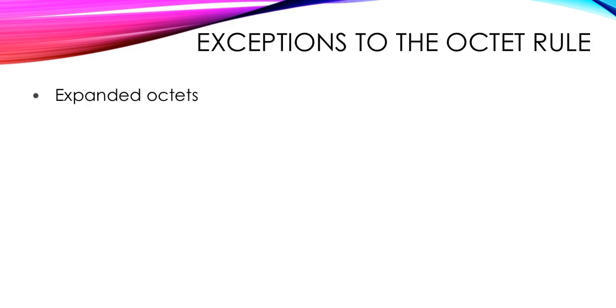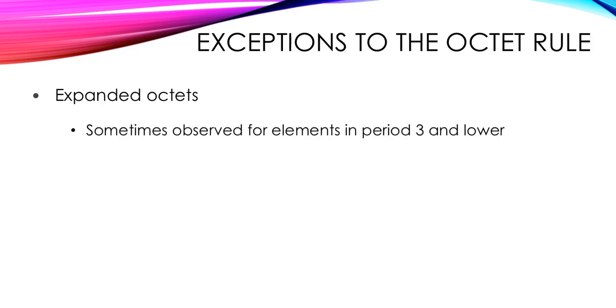Another common exception to the octet rule involves expanded octets, where we have more than 8 electrons around the central atom. We see this a lot with sulfur, and we see this a lot for phosphorus. Elements in period 3 and lower do get involved in expanded octets, and they are certainly capable of doing that. Okay, so how do we handle that?